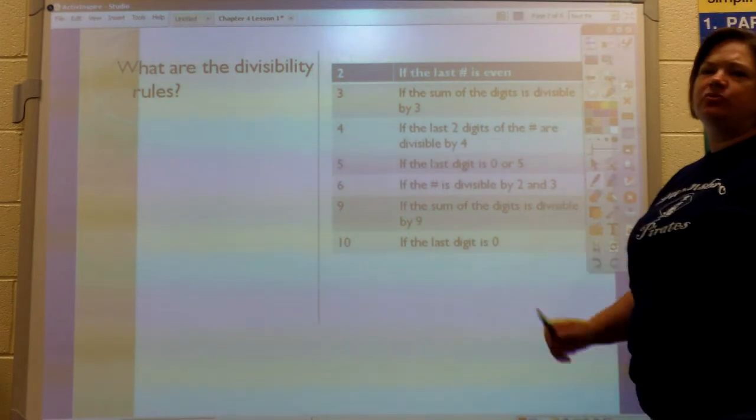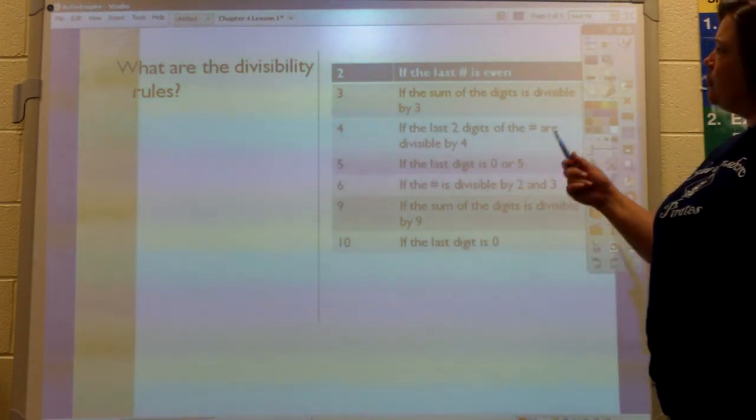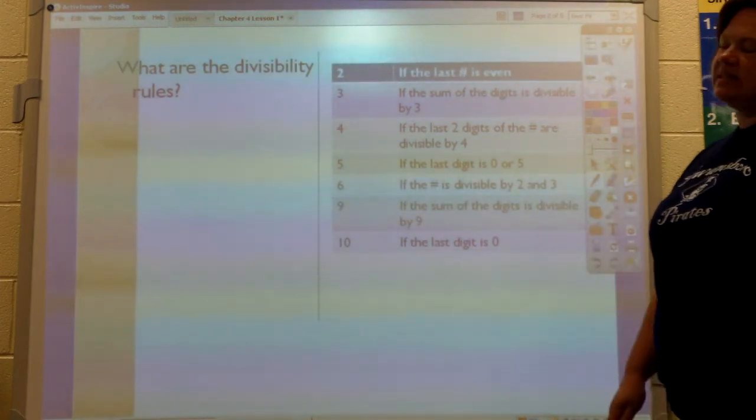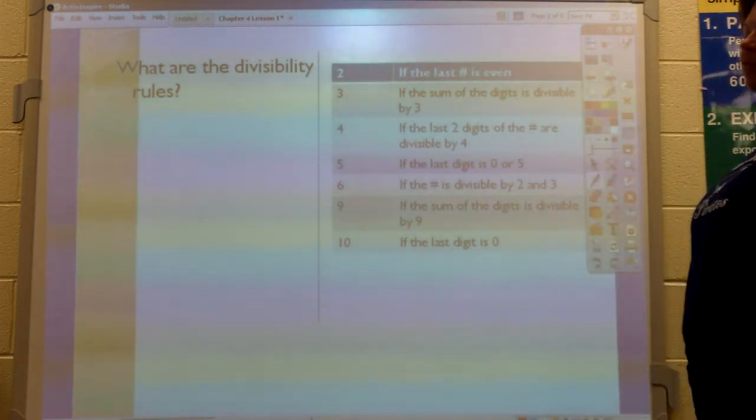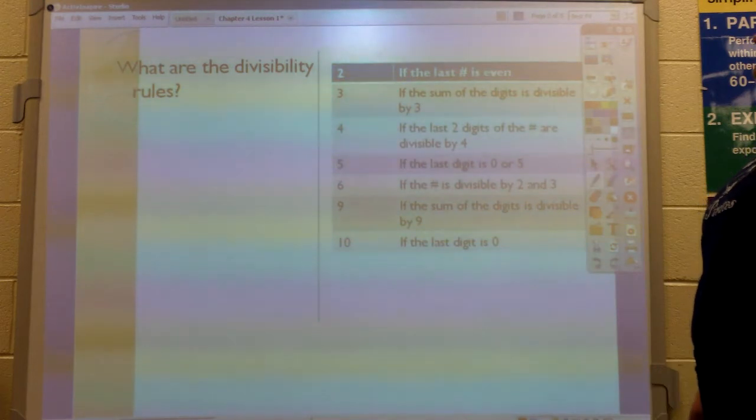Looking at the divisibility rules. We have rules that apply to every number for 2, 3, 4, 5, 6, 9, and 10. So if you remember these rules, it'll be easy for you to know if a number is divisible by any of these without having a remainder.